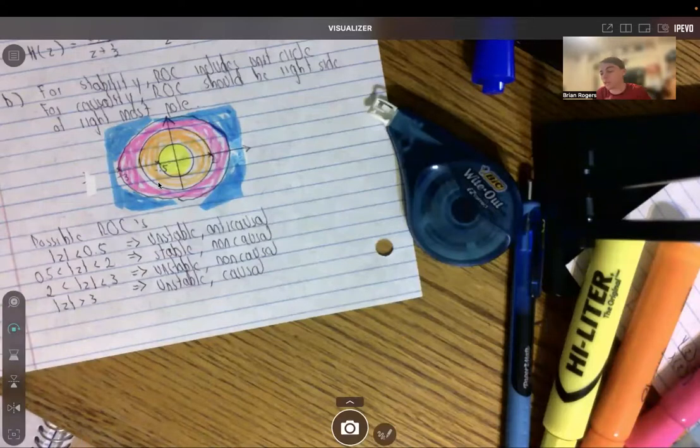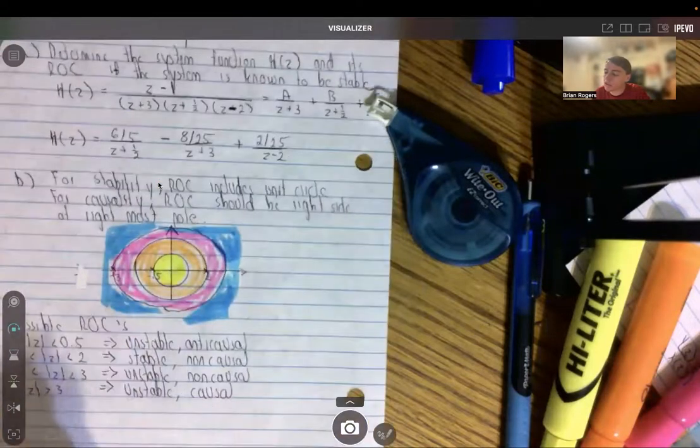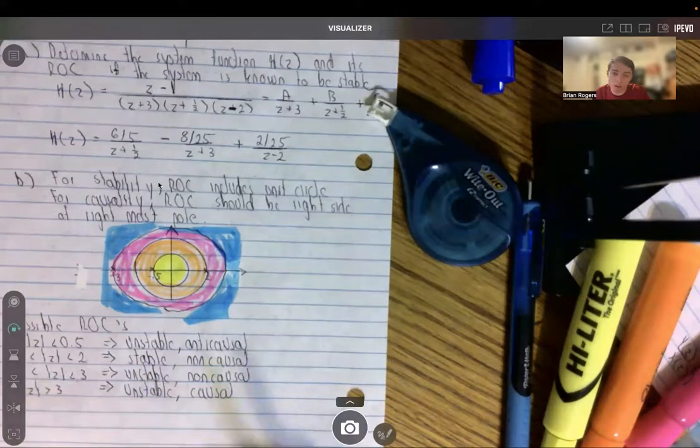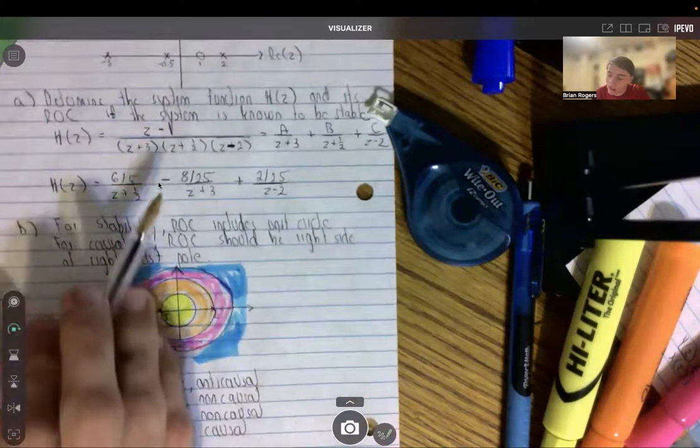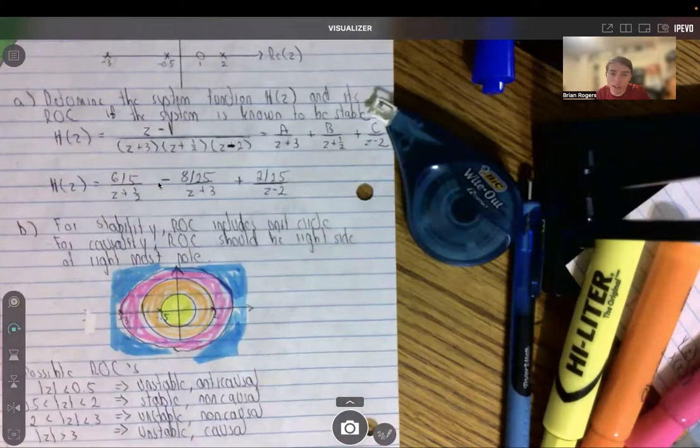I think this example is really good for showing how those regions of convergence are stable and causal, and tying in how to get your system function from that plot. So that will finish off lecture number 5. We're going to pause for 3 minutes real quick, and then we'll come back.